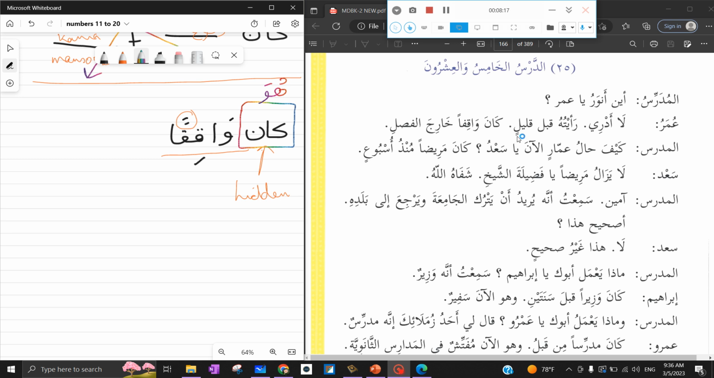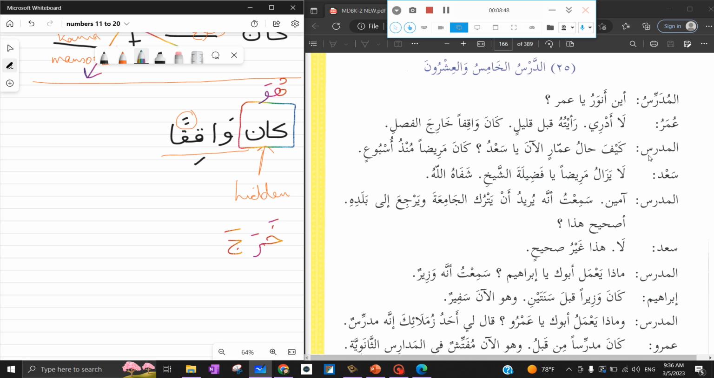So you should memorize these short phrases because they keep on repeating, and while you memorize these short phrases, it also helps you while speaking spoken Arabic. Qabla qalilin. Kana waqifan. He was standing outside. Kharij comes from kharaja. Kha, ra and ja. It comes from kharaja. Kharij al-fasl. So he was outside, standing outside the class.